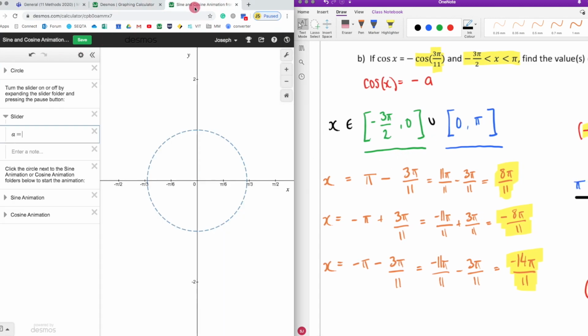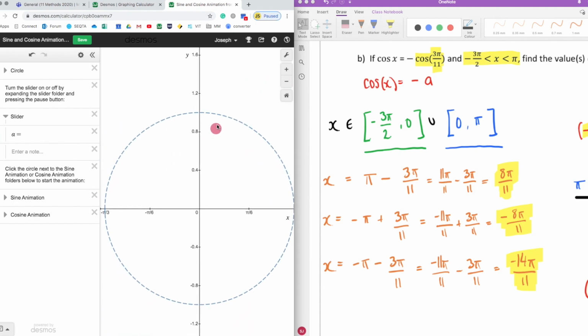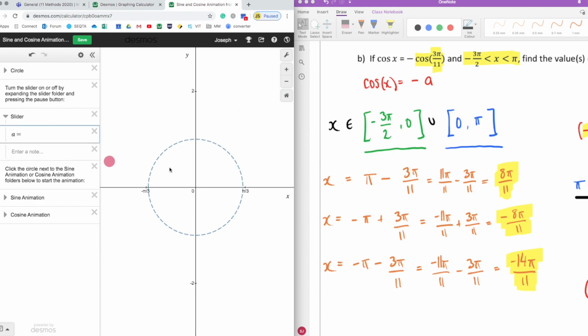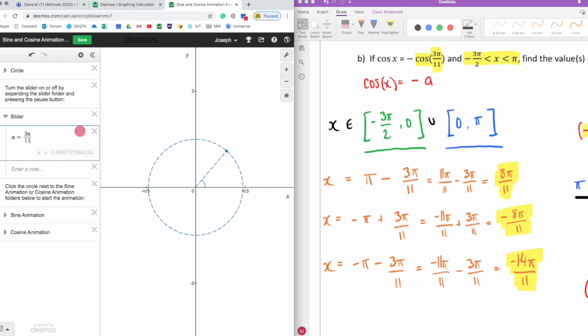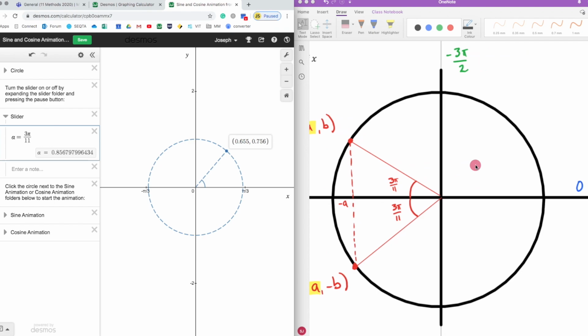Let me come over here. Let me bring up this. Here is my unit circle. Let me zoom in a bit less. All right. I'm going to start with 3 pi on 11. I'm going to put in 3 pi on 11. And can we all see? So this is where we started from. We said 3 pi on 11 was a. So as you can see, it's negative 0.655. So we come over here. Do you remember when we did this at the very beginning?